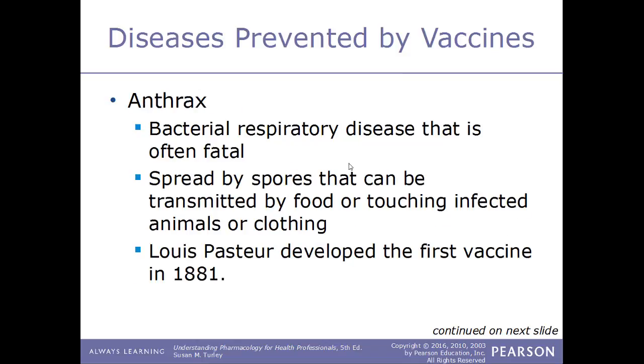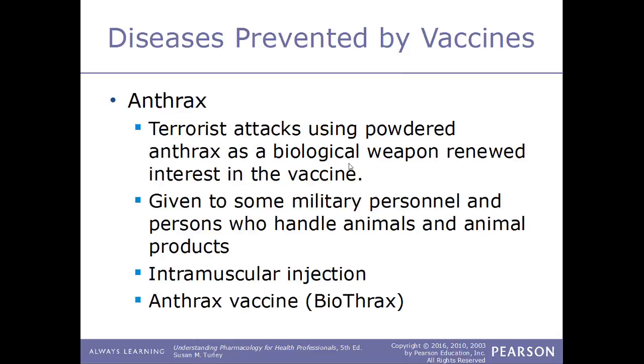Next, anthrax. This is a bacterial respiratory disease that is often fatal, and it is spread by spores that can be transmitted by food or by touching infected animals or clothing. The first vaccine for anthrax was developed by Louis Pasteur in 1881. Terrorist attacks using powdered anthrax as a biological weapon have renewed the interest in the vaccine. It is given to some military personnel and persons who handle animals and animal products, through an intramuscular injection, and is commonly known by its trade name, Biothrax.